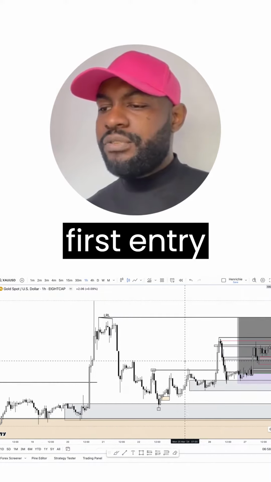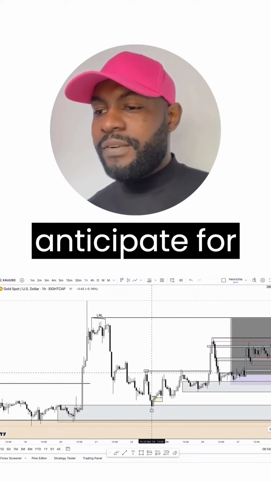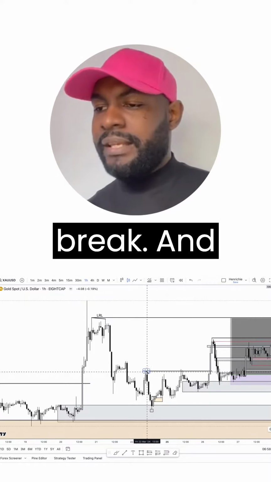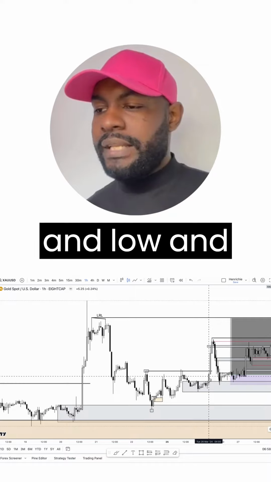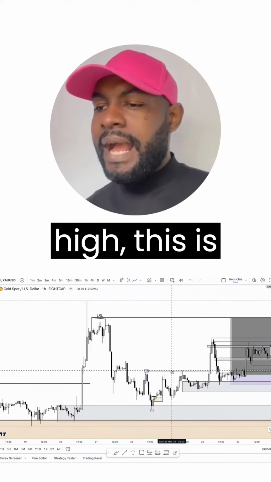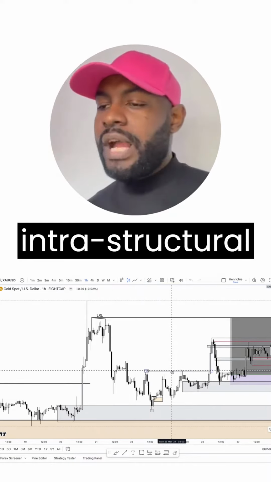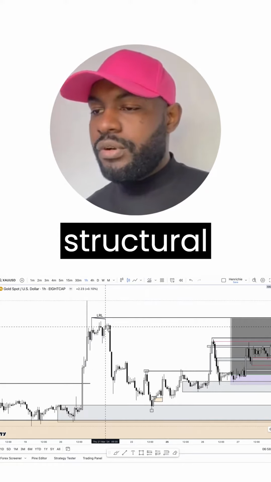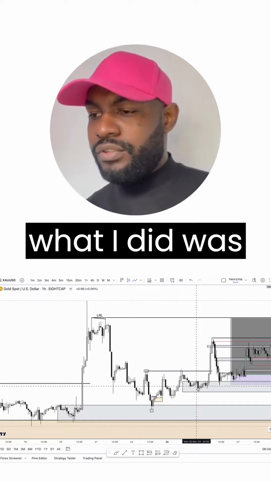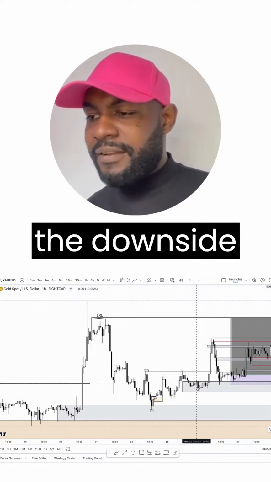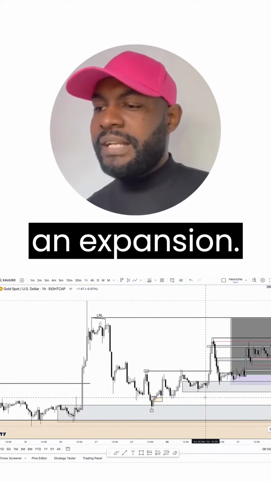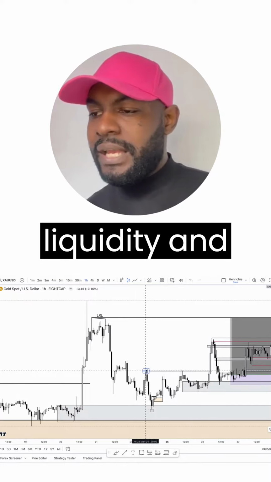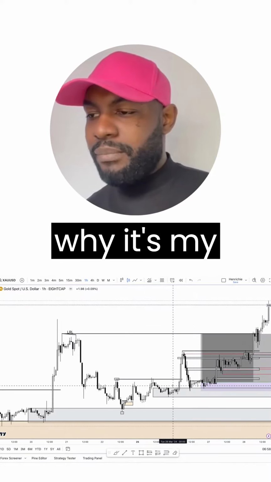And after the first entry, the next thing I did was to anticipate a significant 1 hour break. And right here, you can see a high, a low. And then the moment we broke this high, this is an intrastructural high, right? Now, after breaking this high within the structural high and low, what I did was to derive the last move to the downside, which is this candle before an expansion. This was the candle that took liquidity and then broke that 1 hour high. That's why it's my point of interest.